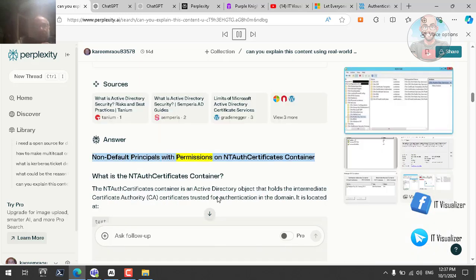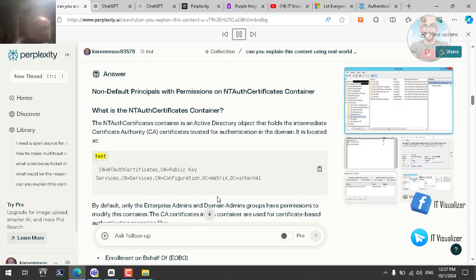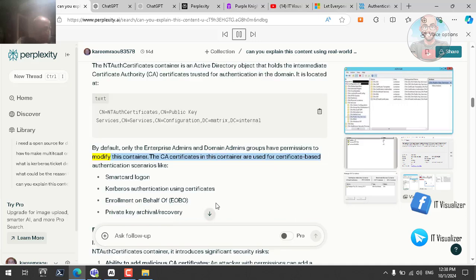Non-default principals with permissions on NTAuth certificates container. What is the NTAuth certificates container? The NTAuth certificates container is an Active Directory object that holds the intermediate certificate authority, CA, certificates trusted for authentication in the domain. It is located at CN=NTAuthCertificates,CN=Public Key Services,CN=Services,CN=Configuration,DC=matrix,DC=internal. By default, only the Enterprise Admins and Domain Admins groups have permissions to modify this container.